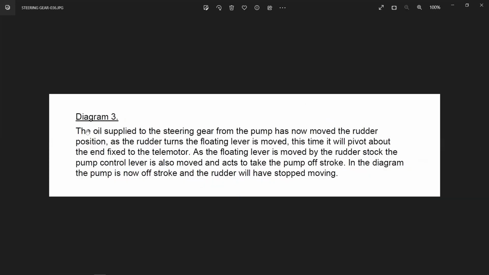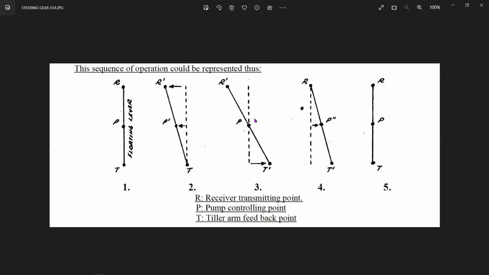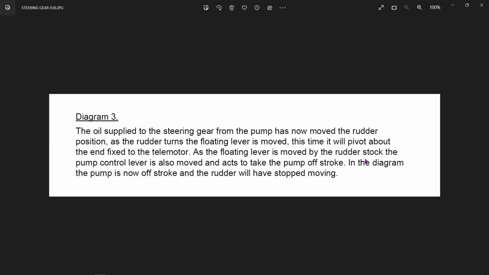Right. Now diagram three: the oil is supplied to the steering gear from the pump as I have now moved the rudder to the desired position. That means whatever the maximum angle in whichever direction. As the rudder turns, the floating lever is moved. This time it will pivot about the fixed end of the telemotor, and it moves and comes to over here. As the floating lever is moved by the rudder stalk, the pump control lever is also moved and acts to take the pump off stroke. It means it again comes from P dash to P.